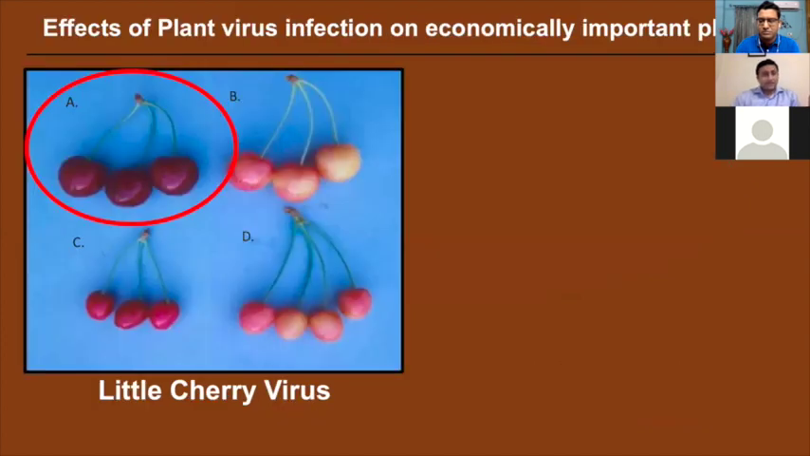This is an example of a virus infecting cherries. In this red oval, you can see cherries that are not infected by virus, but then you see these other cherries that are infected by virus, and the size of the cherries is affected. This is caused by a virus called little cherry virus. So you can understand why this virus was called little cherry virus.